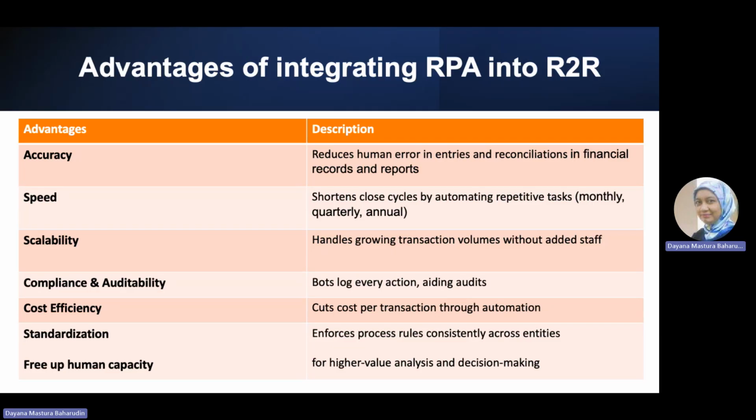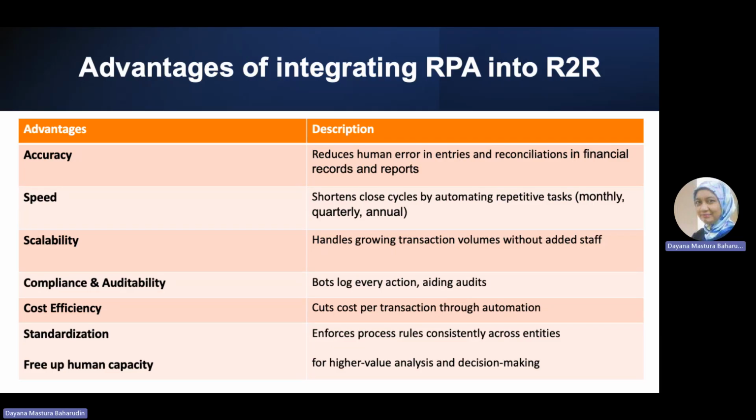Scalability: handles growing transaction volumes without added staff. So you don't need to hire extra staff during month end, peak period for the audit season. I haven't gone into the RPA for audits. There will be, of course, RPA for the external audit and RPA for internal audit. Internal audit is management audit, same thing. So, okay, there'll be a video on that as well.